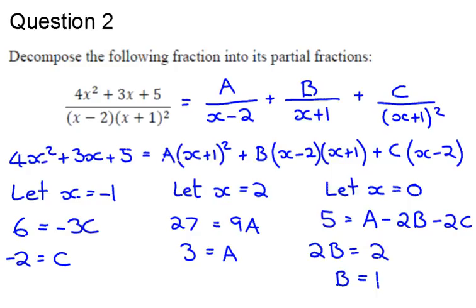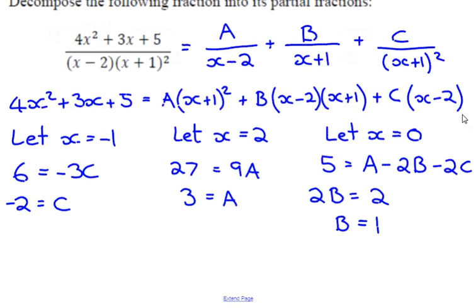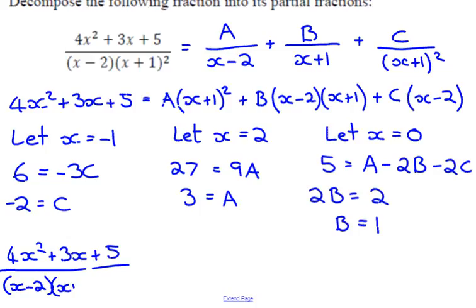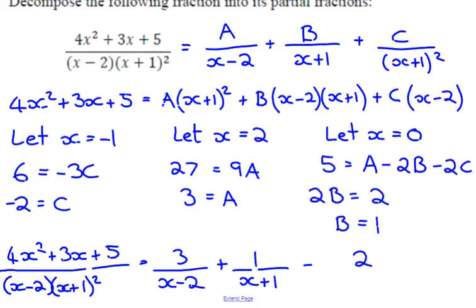So just to finish it off, I've got that 4x squared plus 3x plus 5 over x minus 2, x plus 1 squared is equal to 3 over x minus 2 plus 1 over x plus 1 minus 2 over x plus 1 squared.